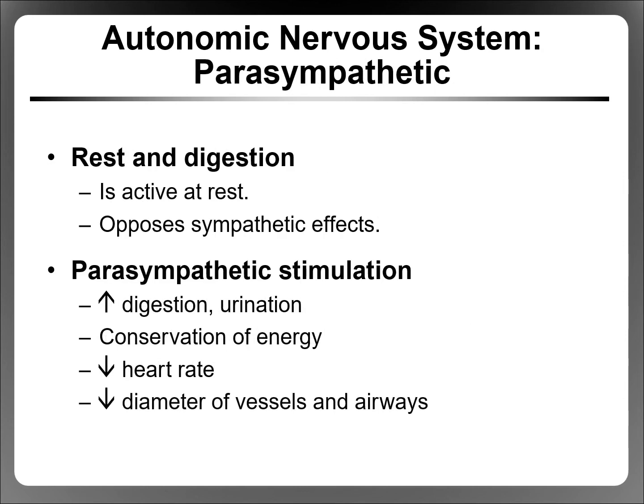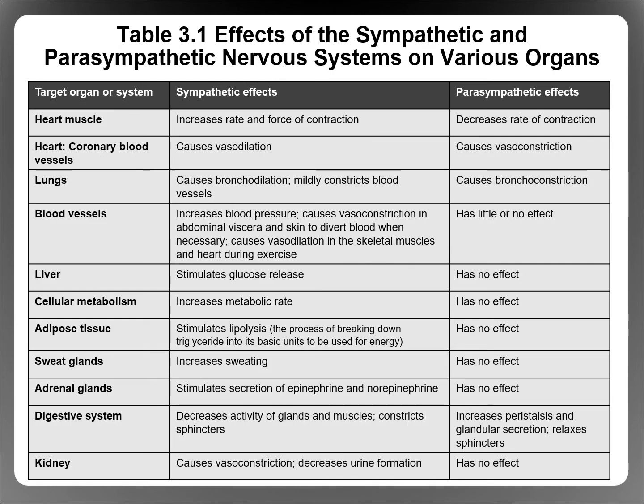Our parasympathetic nervous system, on the other hand, works as our rest and digest system. This tends to be the most active at rest and will oppose any sympathetic nervous system effects. When our parasympathetic nervous system is stimulated, this tends to increase digestion and urination, conserve energy, decrease heart rate, and decrease the diameter of blood vessels and airways.